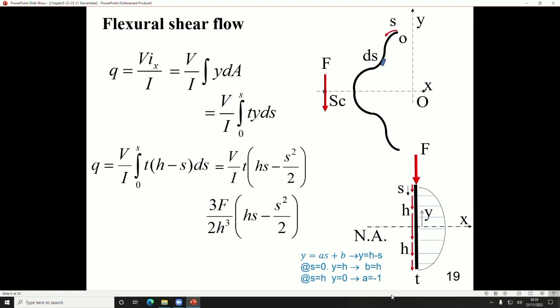Any question on slide number 19? So using this equation, we can find the shear flow distribution of the section. And this is a simple example.